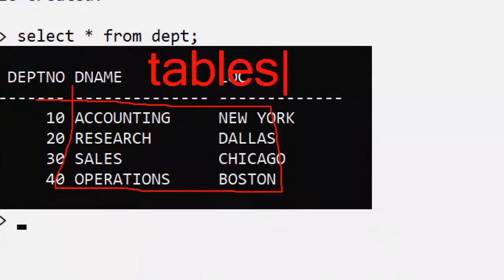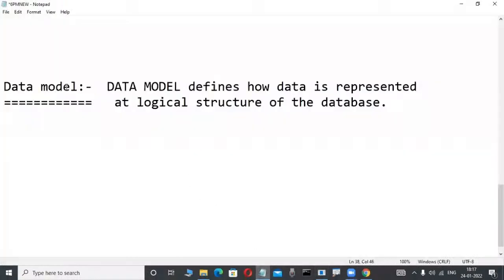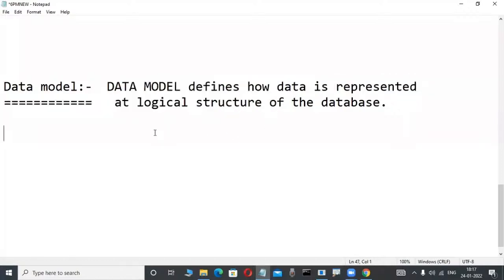Before 1970, this data model was not there. The hierarchical data model, network data model and some other data models existed, with software like IMS and IDMS. That's how it was in those days. But nowadays, a data model defines how data is represented at the logical structure of the database. And concentrate here: from 1970 onwards, this data model is there.